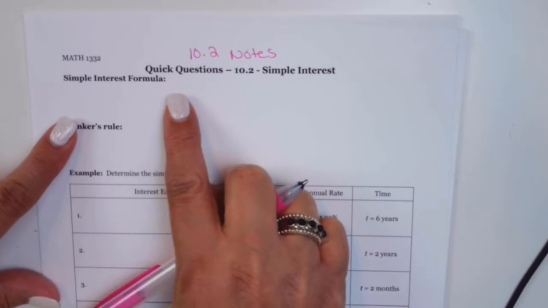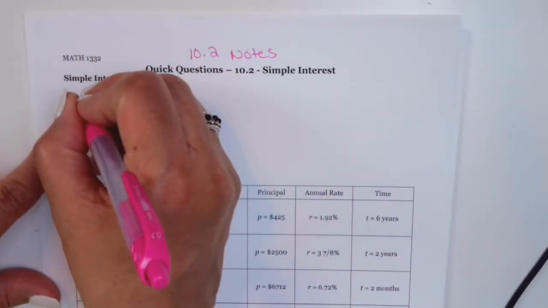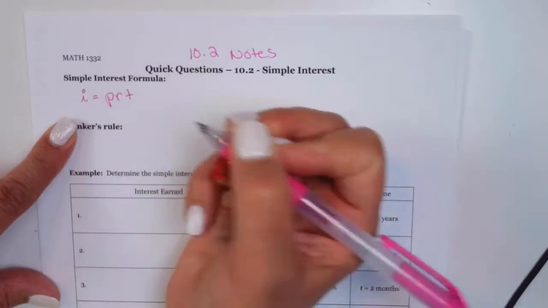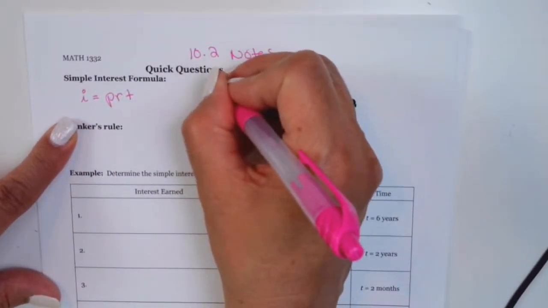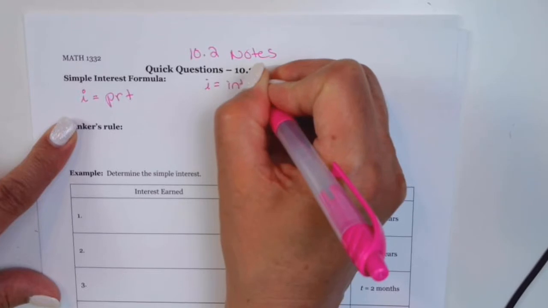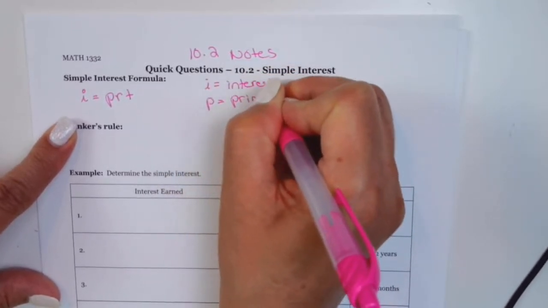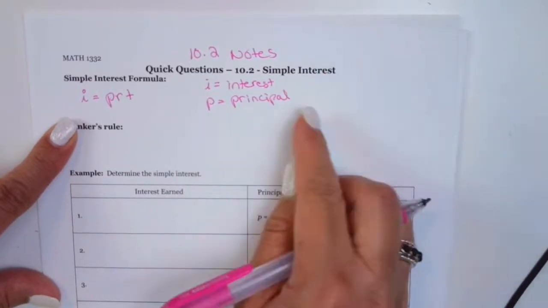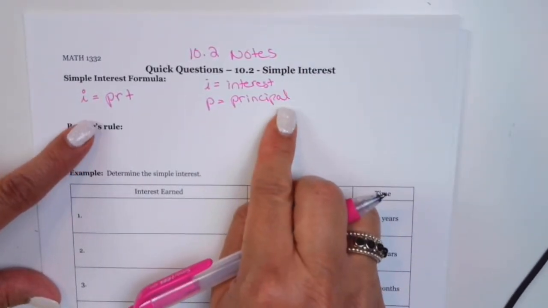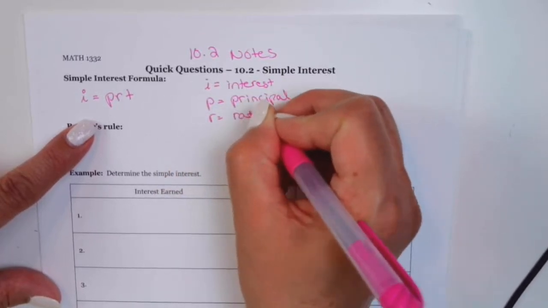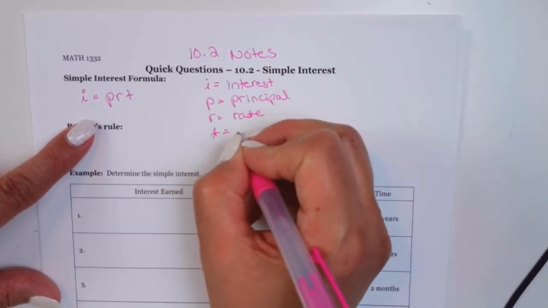So the simple interest formula looks like this. We have I equals PRT. I is interest. P is principal, so the amount that you're loaning or the amount that you're putting down. R is the rate, and then T equals time.